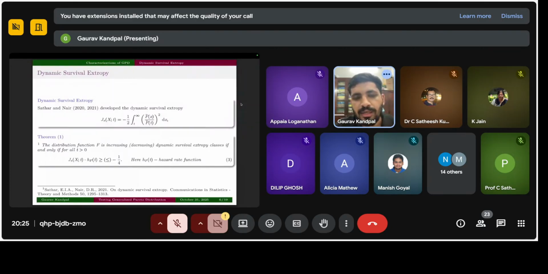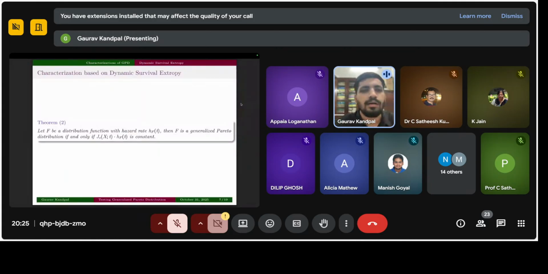And to check whether a particular distribution comes under one class, they have given this theorem, which you can see as theorem number 1. The theorem says the distribution f is in the increasing dynamics of exotropy class if and only if this particular product of dynamics of exotropy and hazard rate function is more than -1/4, or less than -1/4 for the decreasing class, for all t. So to check, we need this product, and our characterization is based on this product only, which I will show you in the next slide.